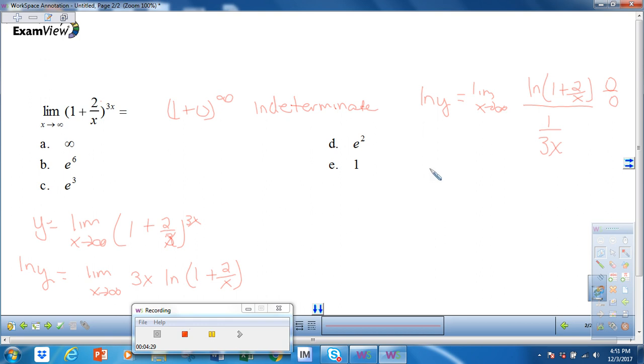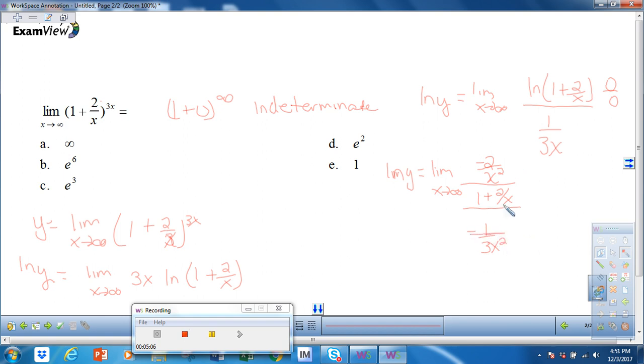So taking the derivative of the inner function, natural log of y, and I'm using L'Hopital, so I'm going to take the derivative of the numerator. So I start by taking the derivative of that inner function, which is going to give me negative 2 over x squared, divided by, taking the derivative of natural log, 1 over 1 plus 2 over x. And the derivative of the denominator will be negative 1 over 3x squared.